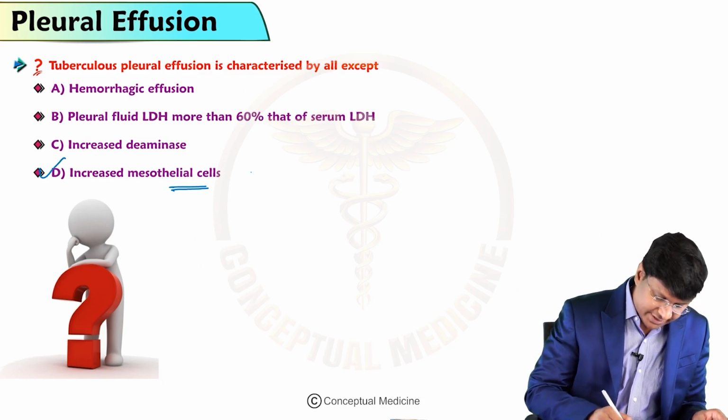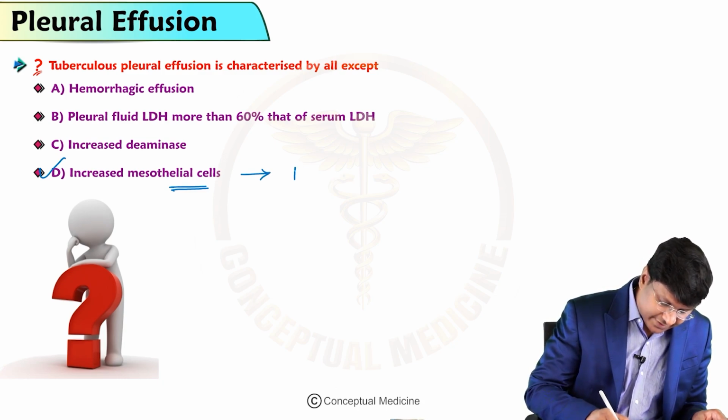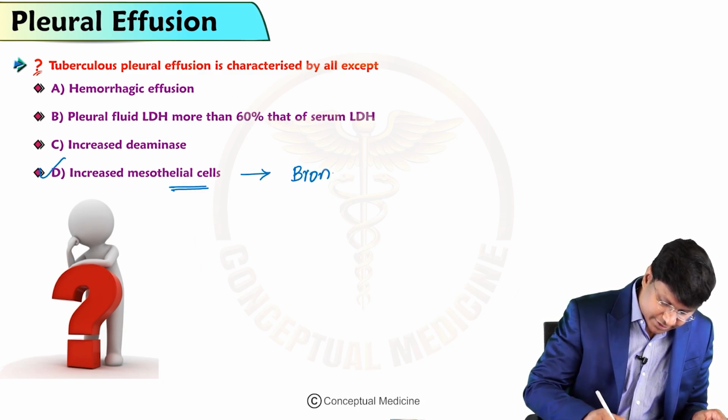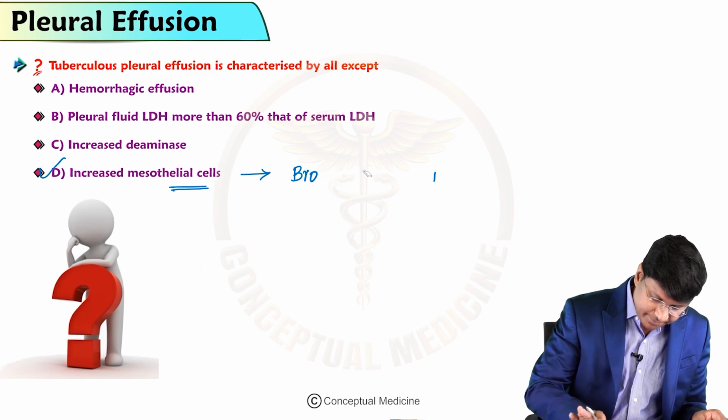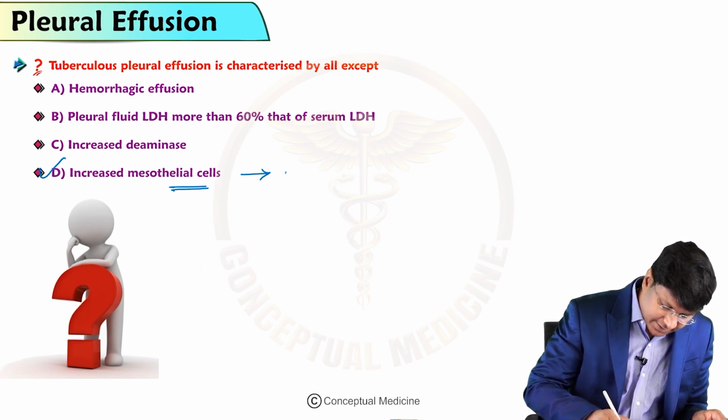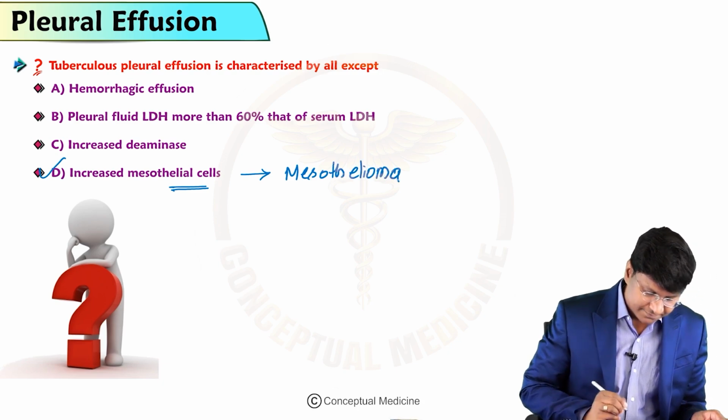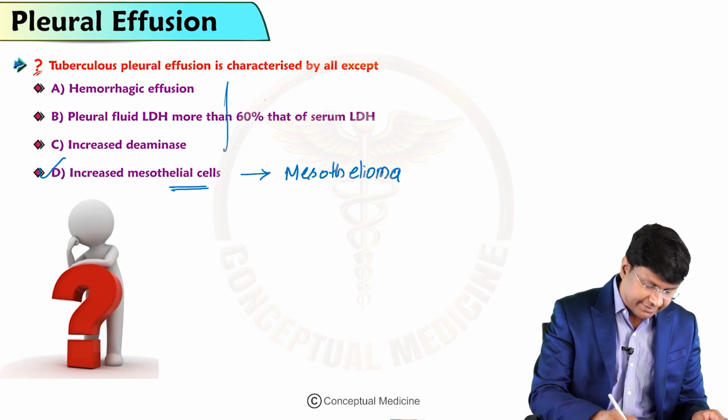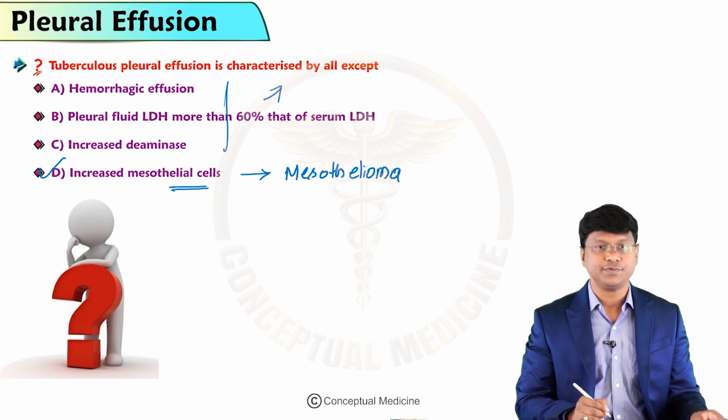So where do you have this increased mesothelial cells? You will have that in bronchogenic carcinoma, or specifically in patients with mesothelioma. Mesothelioma is a tumor originating from the pleura. The remaining, all you can have in patients with tuberculous pleural effusion.